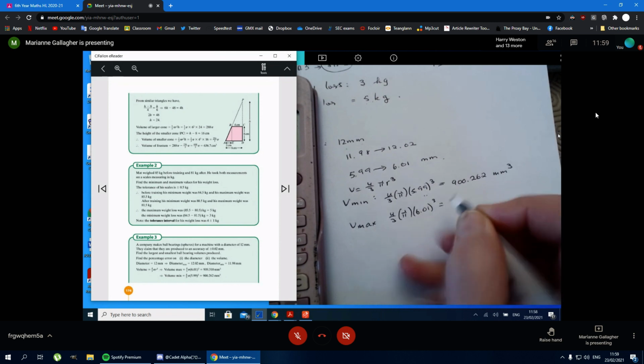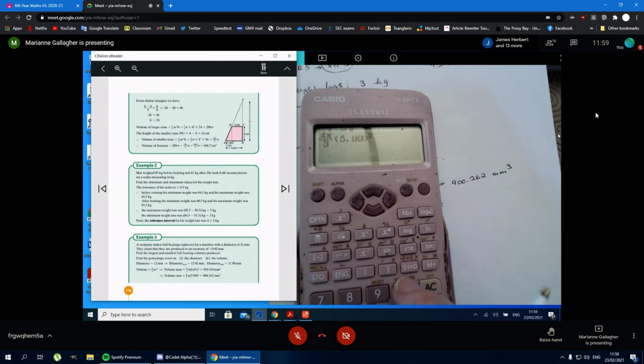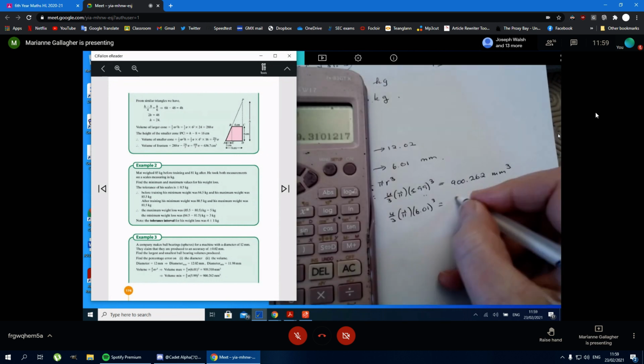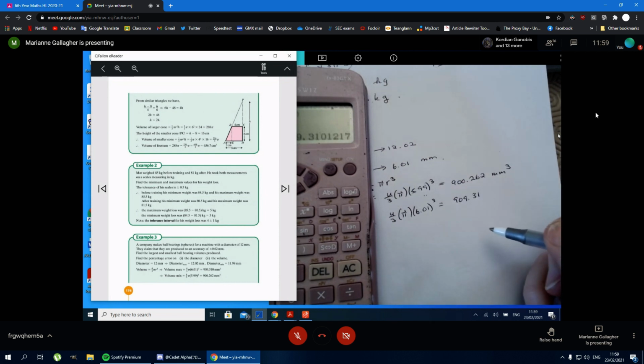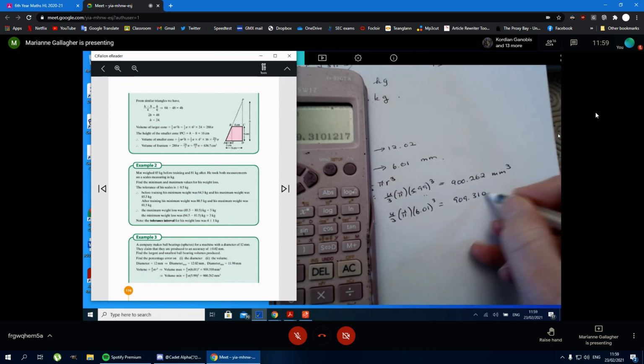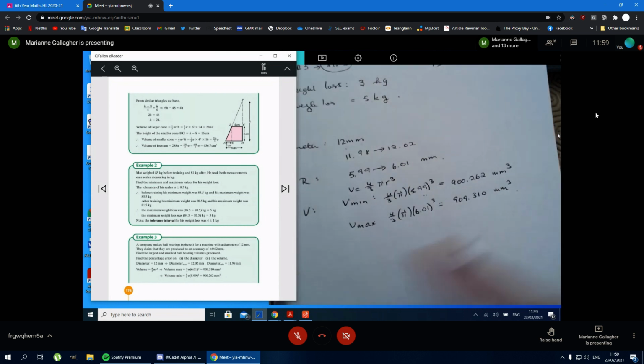And then the max, with the calculator, I can just go back and swap the 5.99, so I don't have to put it all in again. I just arrow back, delete the 5.99 and put in 6.01. And that's 909.31. So you can see it's quite a difference. It's a 9 millimeter cubed difference there. Okay, so that's your difference in volume.